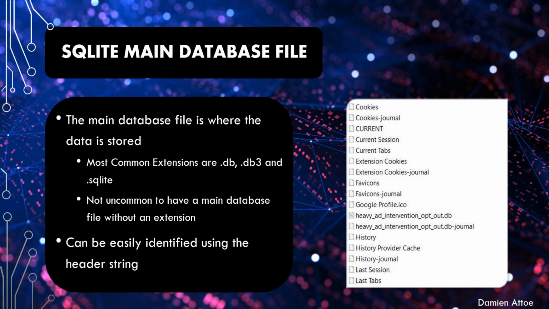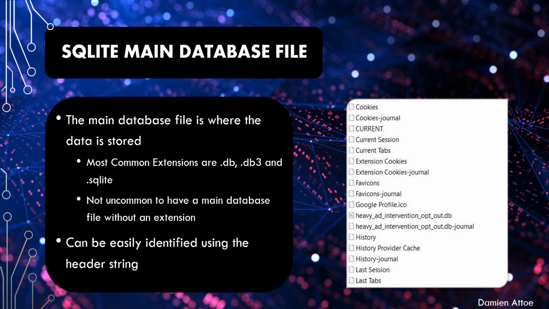The main database file is where the data from the tables and rows of the database are permanently stored. I say permanently stored, but the table records can be temporarily stored in the journal files before they are committed to the main database file, but ultimately they will end up there. The most common extensions for a SQLite main database file are .db, .db3, and .SQLite, but it is not uncommon to encounter a database without a file extension. Examples of this are Chromium-based web browsers like Google Chrome, Firefox, the new Microsoft Edge browser, and the Brave web browser.